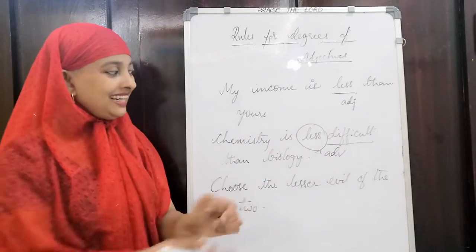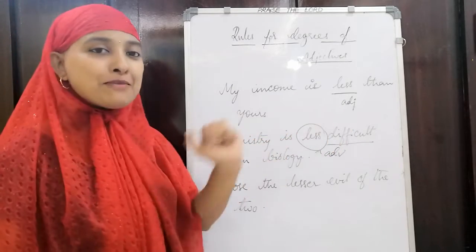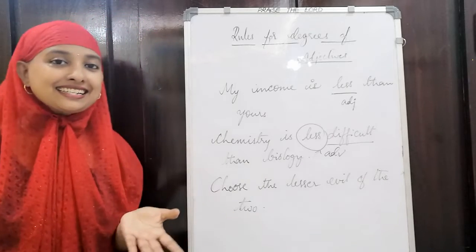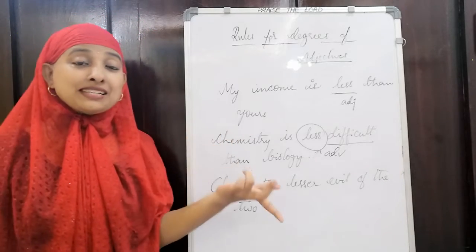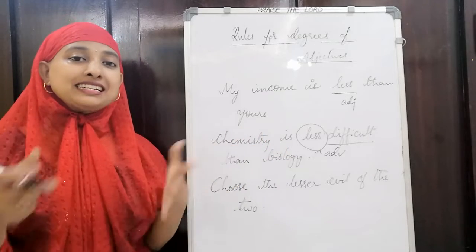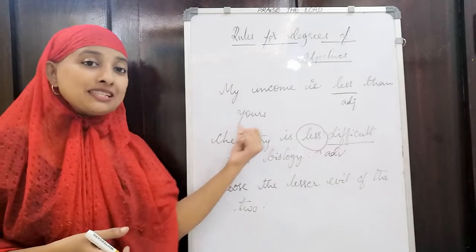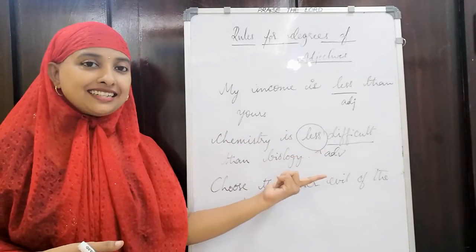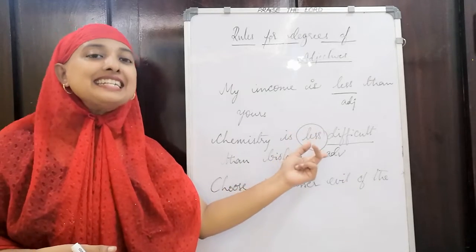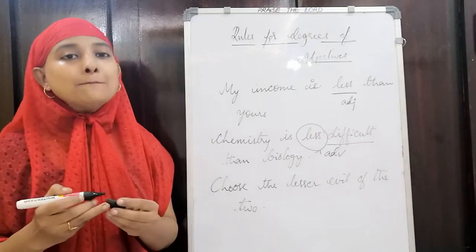If we are not using this word, chemistry is difficult than biology, the meaning itself is completely changed. It is stating that chemistry is more difficult, I mean, it is difficult than biology. Chemistry is tough. But when we are saying chemistry is less difficult than biology, that means here it is a negation. So it is saying that chemistry is easy when compared to biology, right?